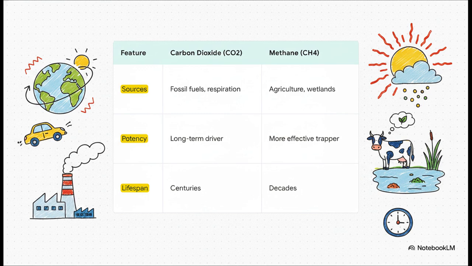You've got carbon dioxide, CO2, which mainly comes from burning fossil fuels. It's like the marathon runner. It hangs around in the atmosphere for centuries, making it the big, long-term driver of warming. Then you have methane, CH4, which you get from things like agriculture. Methane's the sprinter. It's gone in a couple of decades, but man, while it's here, it's a powerhouse. It traps heat way more powerfully than CO2.